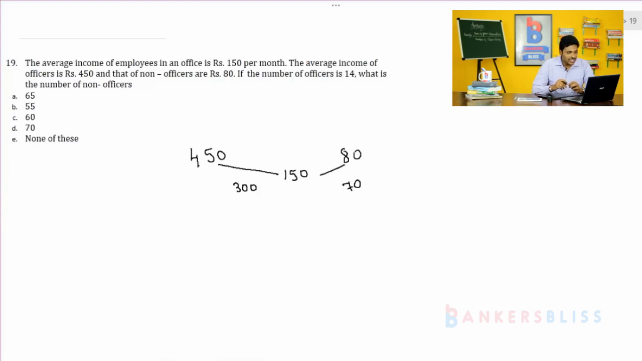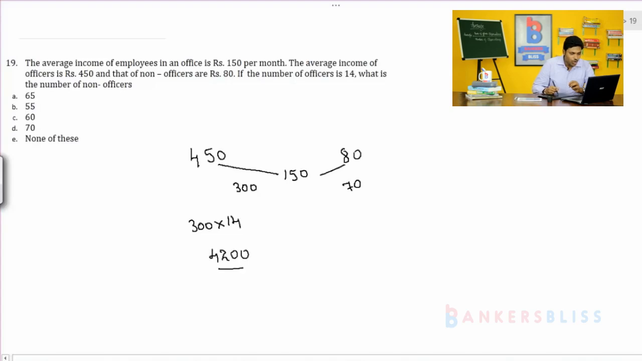So, 14 officers are there, and an individual officer is contributing 300. So 14 officers, 300 into 14. 14 3s are 42, so altogether the 14 officers are contributing 4200 to the non-officers.